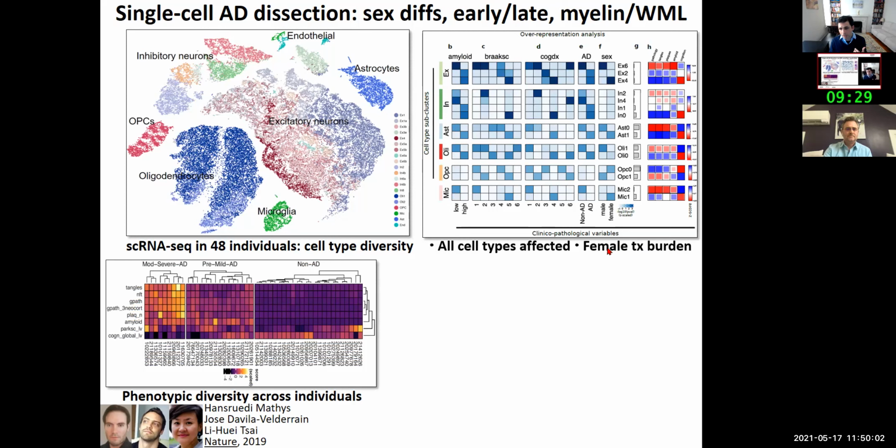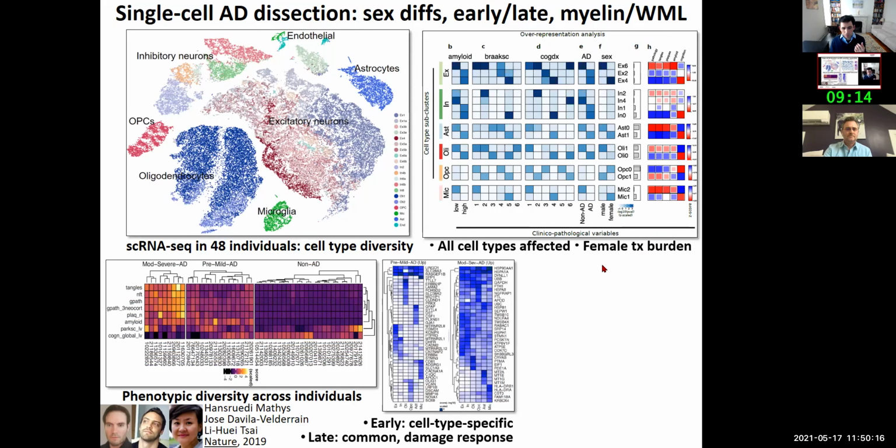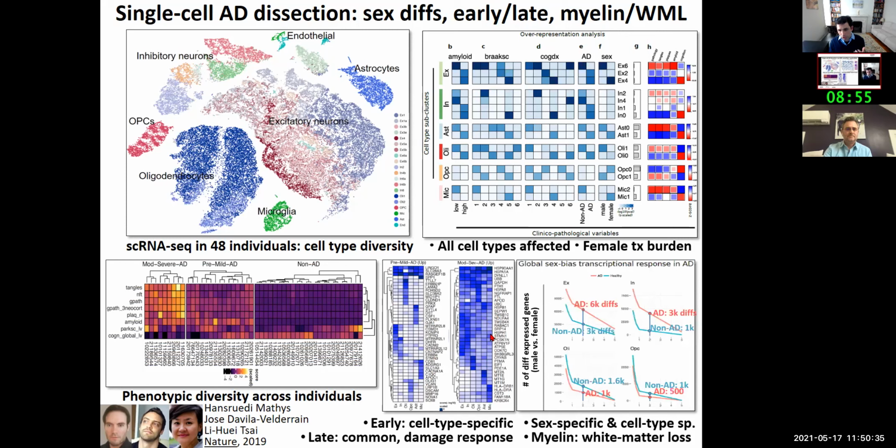We also found that cells from female individuals were dramatically enriched in the AD-associated subsets of every major cell type, suggesting that the transcriptional burden is much higher for female individuals. We find that early in the disease pathology and progression, we see dramatic cell type specific changes, but later in the disease progression, we see much more shared changes, many of which are in fact associated with response to the damage that is happening to the cells.